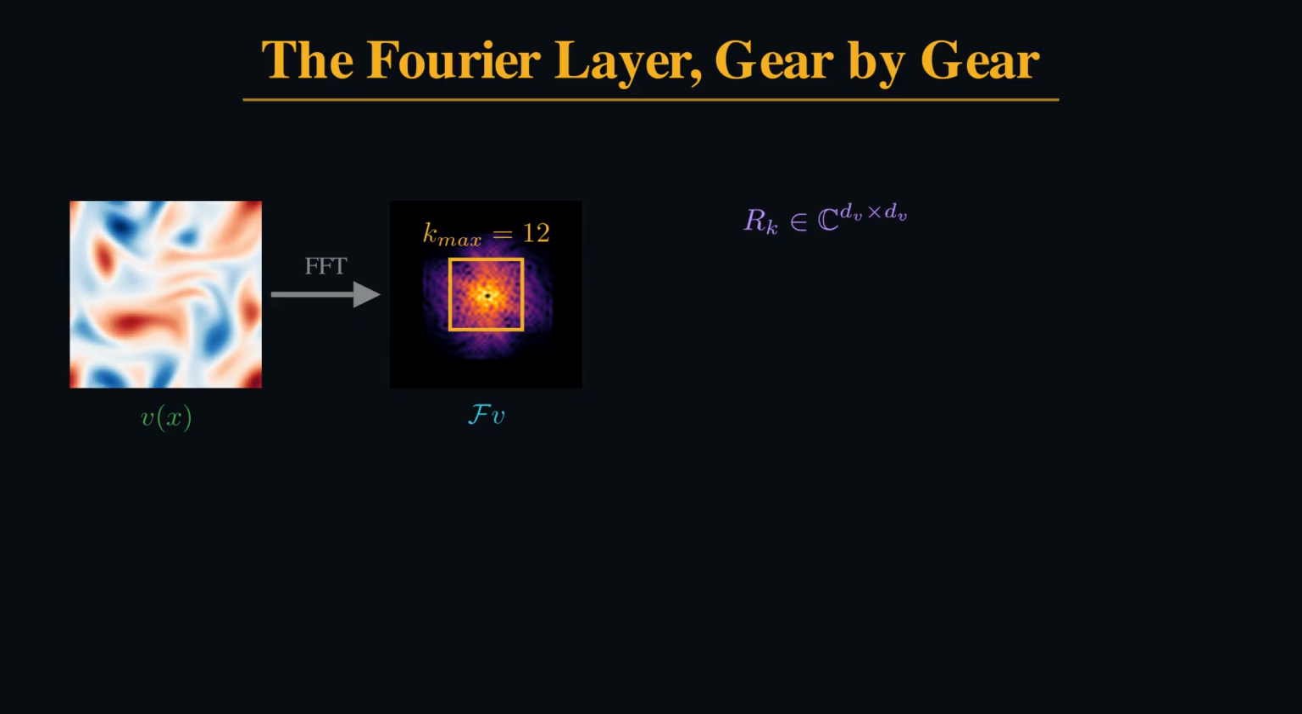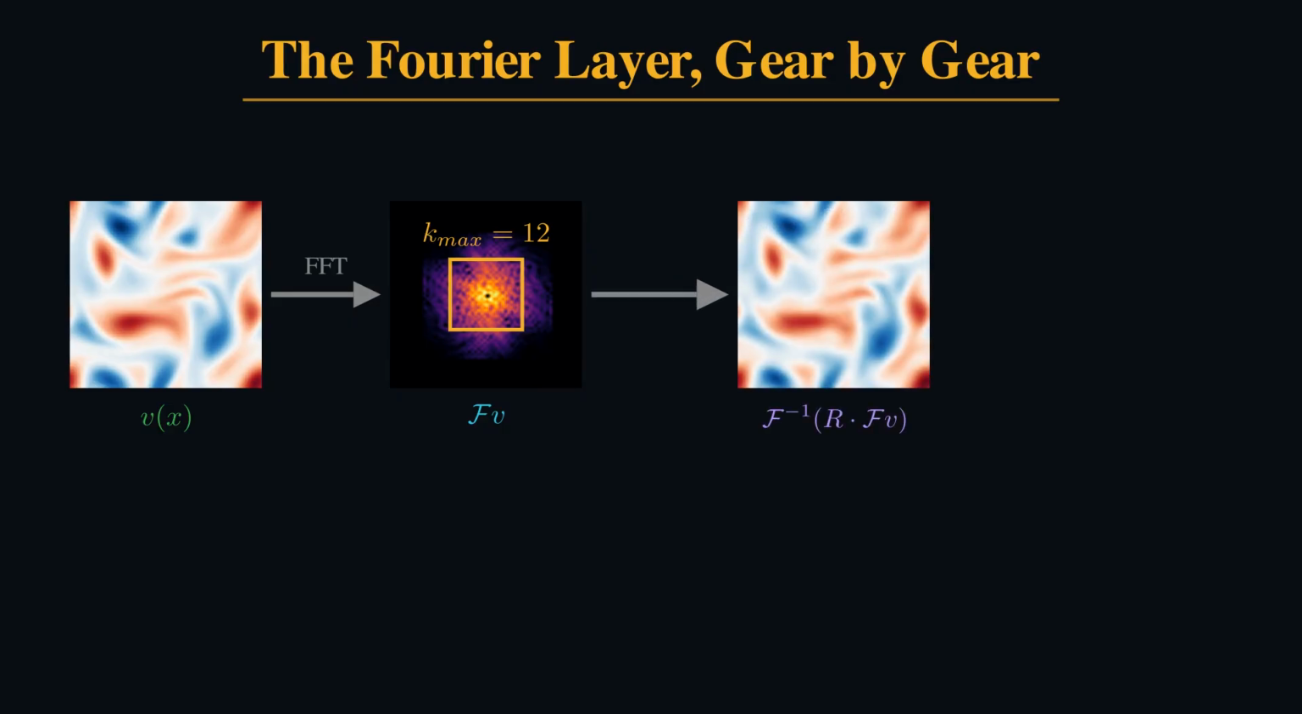Gear 3, the only learned part. Every surviving frequency gets its OWN small complex matrix R. Not a convolution stencil, a private dial per frequency that reweights it, rotates its phase, and mixes the channels. Then the inverse FFT brings the field home. This is the learned global operator. Every output point felt every input point for the price of a multiplication.